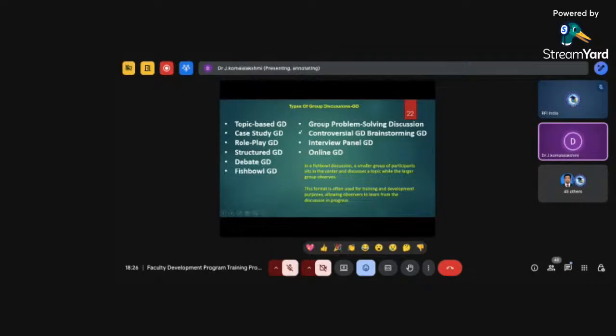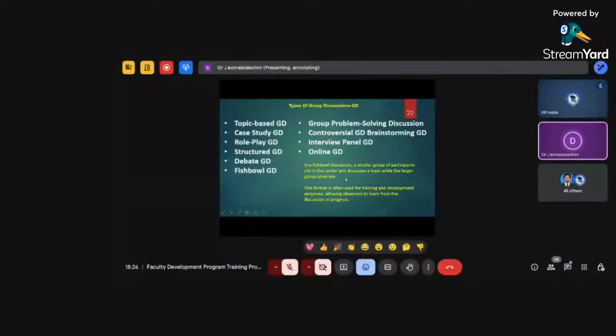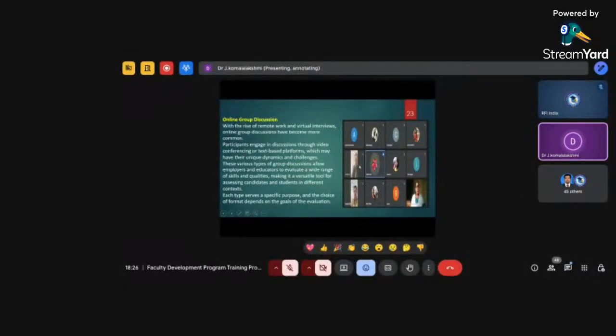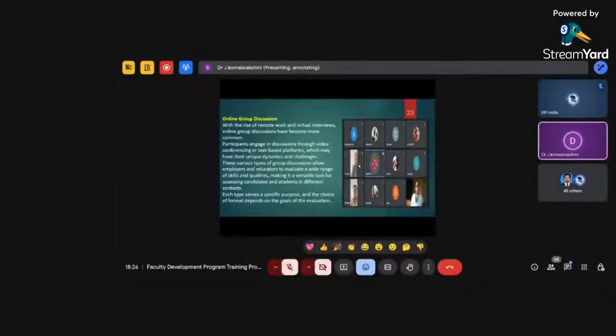So there may be types that is topic based, case based, role based, structured, and debate, fishbowl. Mostly we will be using fishbowl in this latest technology. This is one type. So fishbowl discussion, a smaller group of participants sits in the center and discusses a topic while the larger group observes. So it is useful in the training and development purposes. And the online group discussions that we are doing here also are deploying that same methodology, and people are actively participating and answering the questions and clarifying others' doubts as well.